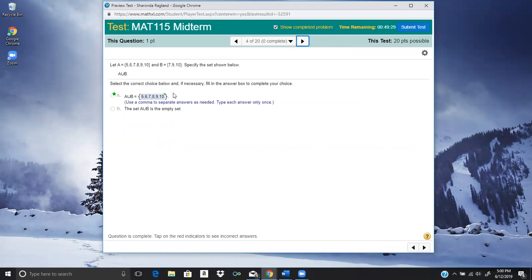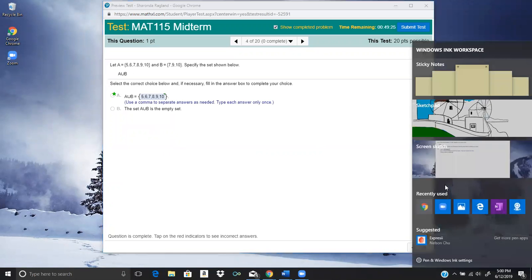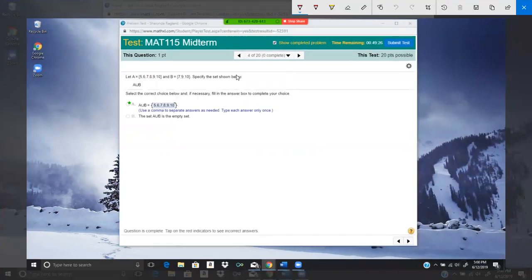All right, so when we're dealing with unions and intersections, it's important to know the symbols here. So union means all together. Think about your family reunion, your mama's side and your dad's side, all together. And then the intersection, what's common, okay?